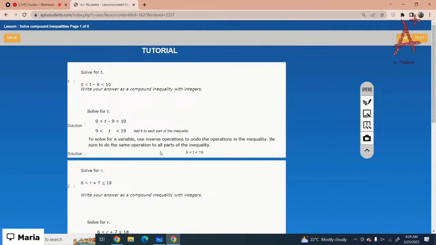So to solve for a variable, use inverse operations to undo the operations in the inequality. Be sure to do the same operations to all parts of the inequality. Got it? Basically, the concept is the same. We have to undo the operations, but you have to do it in all parts of the inequality. So the values of t are between 9 and 19. Got it?